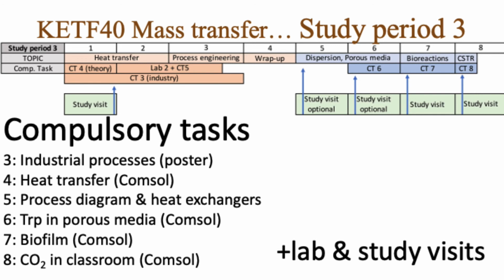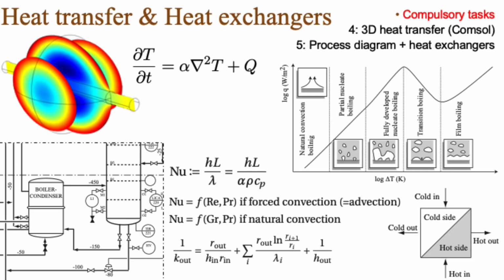In study period 3, the assessment is through a lab, study visits and 6 compulsory tasks, that is CT3 through CT8. In CT3, the students should look at some industrial process where mass and/or heat transfer are important and present a poster at a poster seminar. In CT4, the students model heat transfer in 3 dimensions using COMSOL multiphysics. In CT5, they interpret a process diagram and do design calculations for heat exchangers. There is also a short lab on heat exchanger to set CT5 into context.